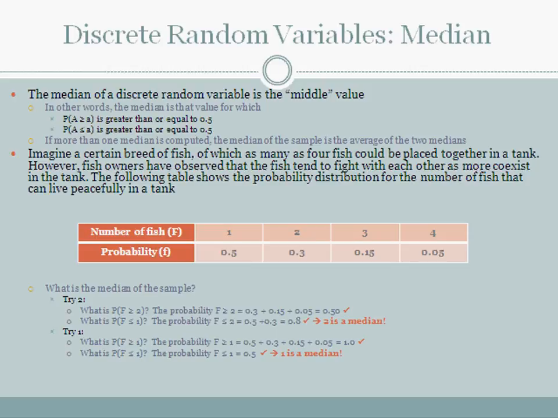Another possibility appears to be having 1 fish, because the value for 1 fish is equal to 50% itself. What's the value that the probability of the number of fish is greater than or equal to 1? This probability is equal to the probabilities for 1, 2, 3, or 4 fish, which is equal to 100%. What about for the number of fish being less than or equal to 1? This is just equal to the probability of 1 fish, or 50%. So 1 is a median.